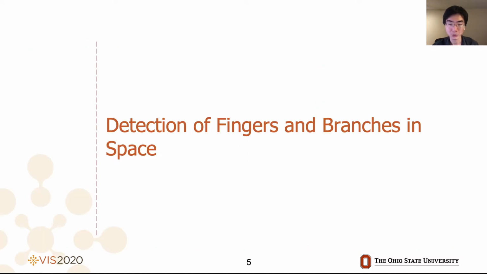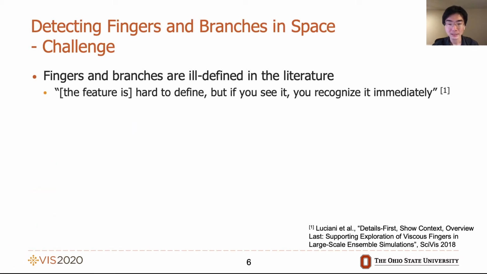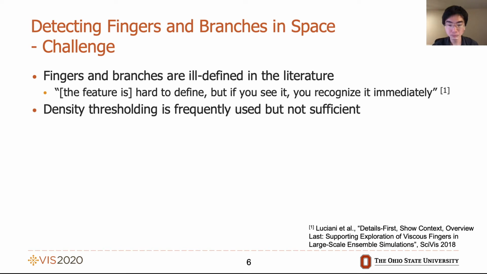We first present how to detect fingers and branches automatically in space. The viscous and gravitational fingers are ill-defined in the literature. A science paper in 2018 reported that the finger feature is hard to define, but if you see it, you recognize it immediately. Previous works usually used the density thresholding to extract fingers. With a specified density threshold, the regions with density values larger than the threshold are extracted. Although the density thresholding is efficient, it is not sufficient to extract complete branches.